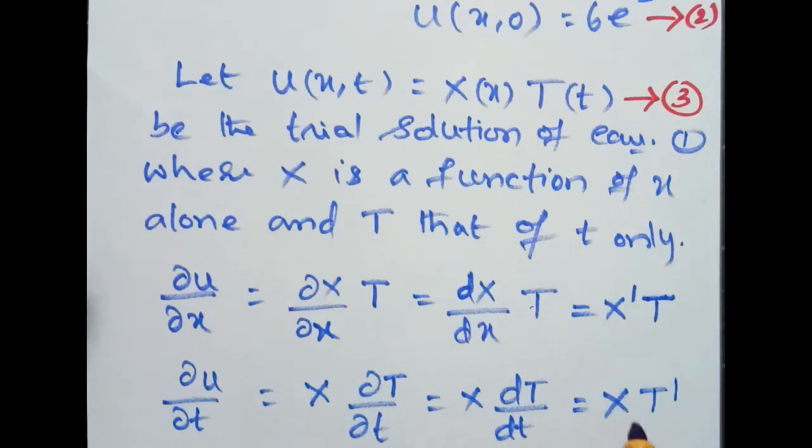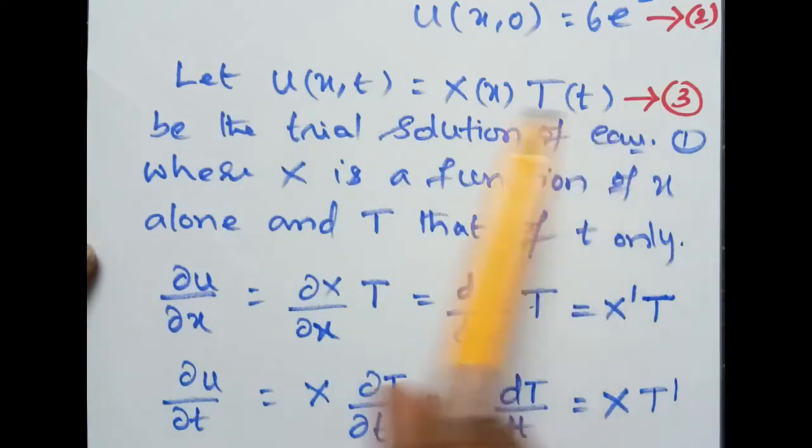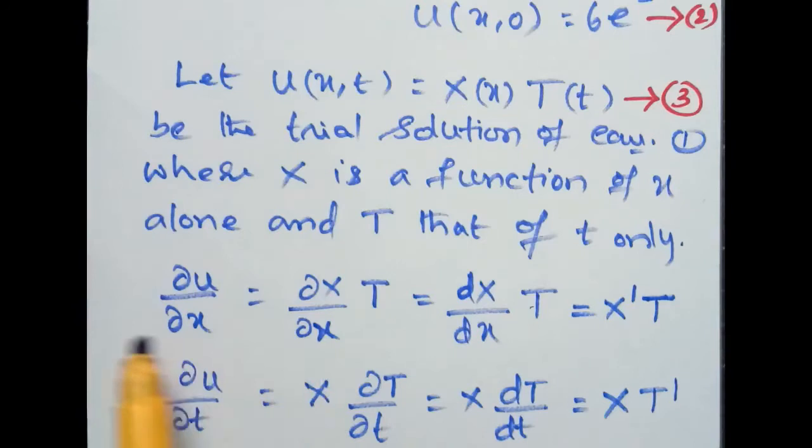Now substituting these values in equation number 1, that means substituting equation 3. From the next problem onwards, I can directly write that substituting equation 3 in equation 1. So if there is a derivative with respect to x, we will get like this. If you have ∂u/∂t, we will get like this. So we will directly substitute in the given equation without writing all these things.